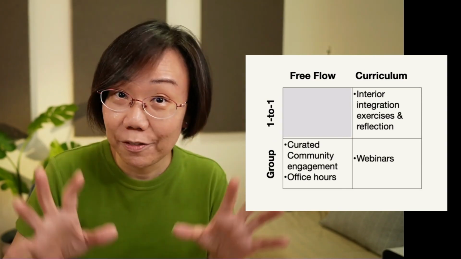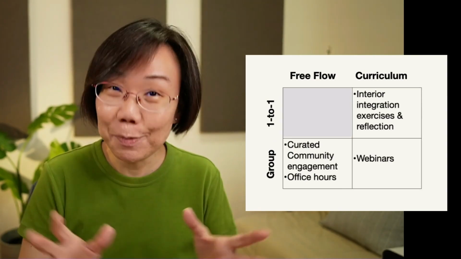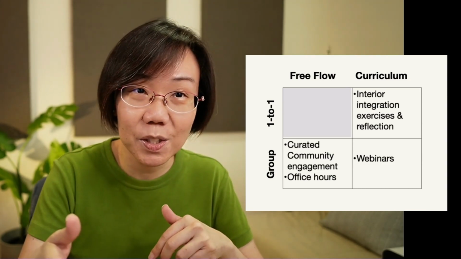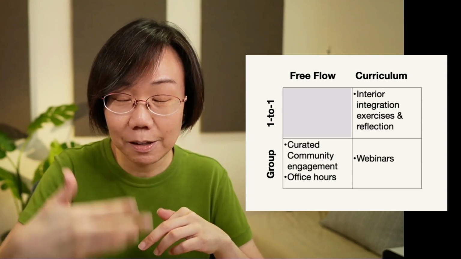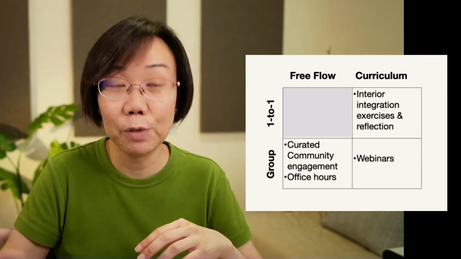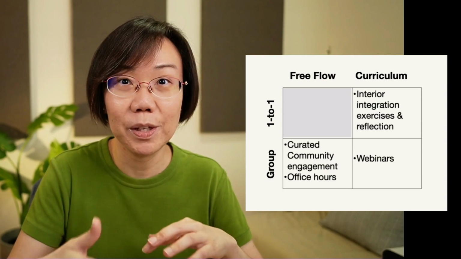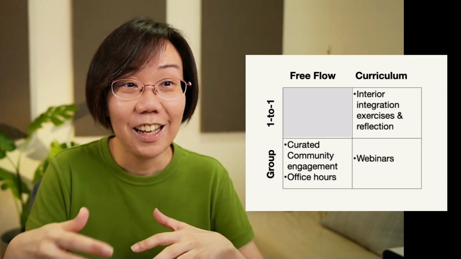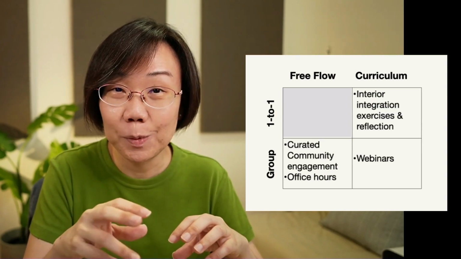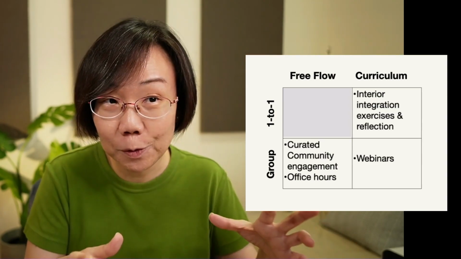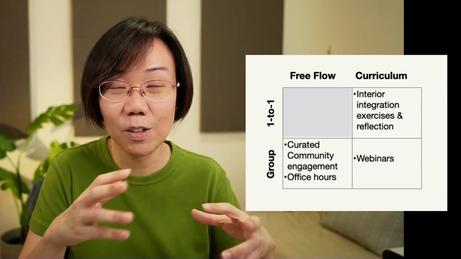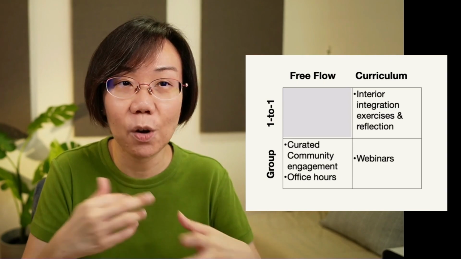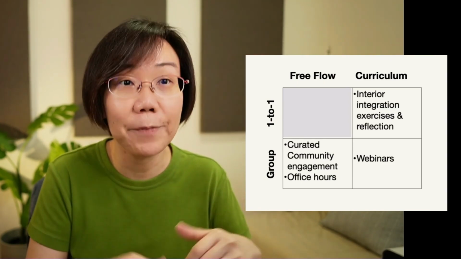So if I fit what I've just described about clarity into the table I've shown earlier, this is where you'll see them fit, okay? The webinars, which is the mainstay, really the main part that will carry the curriculum, and the work that we need to do together, will be group and curriculum, right? You'll see the curated community engagement and office hours. There will be group and free flow, because it's not so rigid. There's a bit of a curriculum, but at the same time, it's organic, okay? So there's a bit of free flow there.